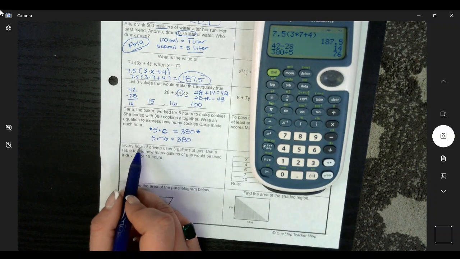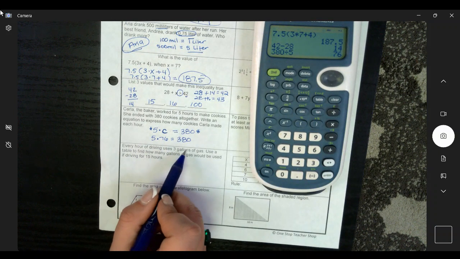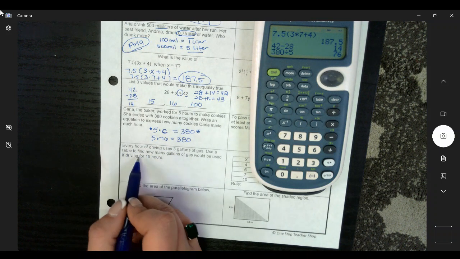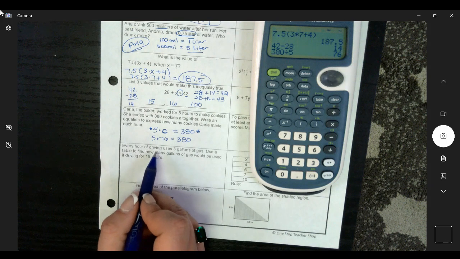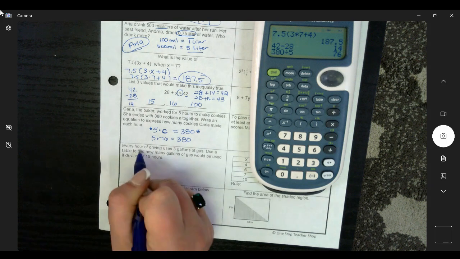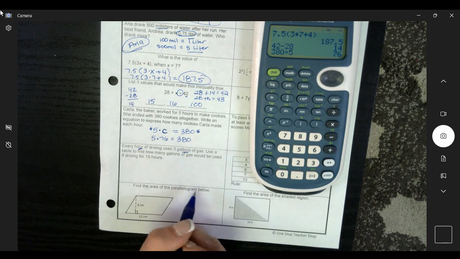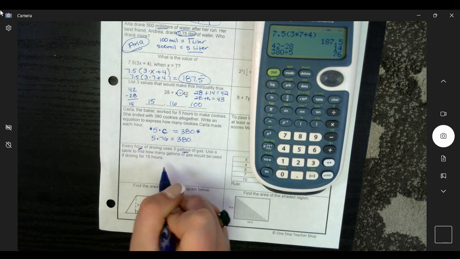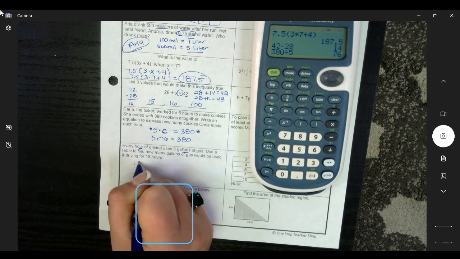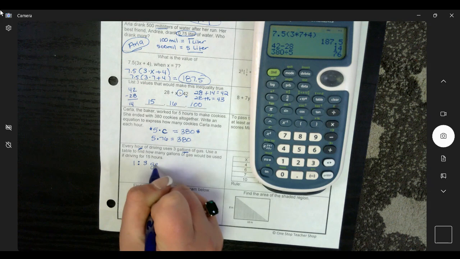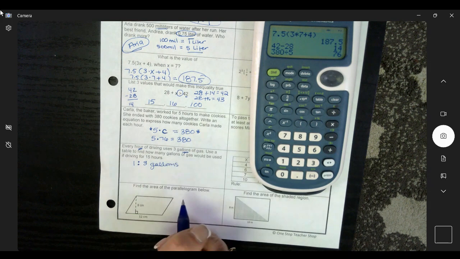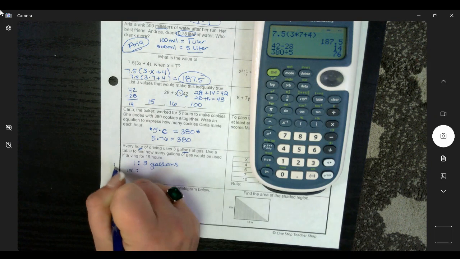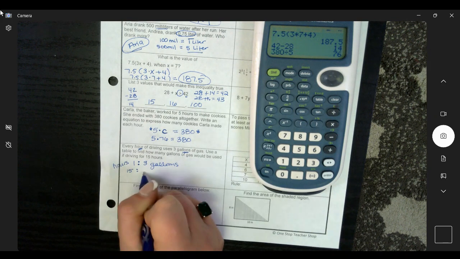All right. It says every hour of driving uses 3 gallons of gas. Use a table to find how many gallons of gas would be used if driving for 15 hours. So here we are comparing hours to gallons of gas. And I don't know if you remember or not, but when we're comparing two things, that's called a ratio. If I'm comparing 1 hour to 3 gallons, I've got that ratio. I want to know if I go 15 hours, if this is my hours, how many gallons is that going to be?